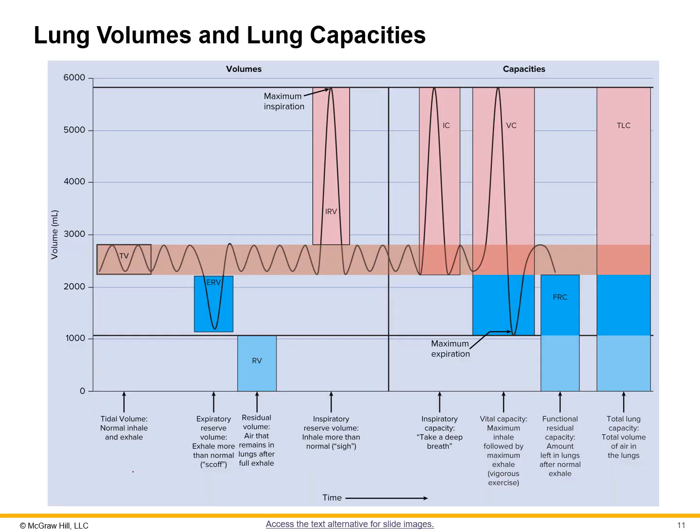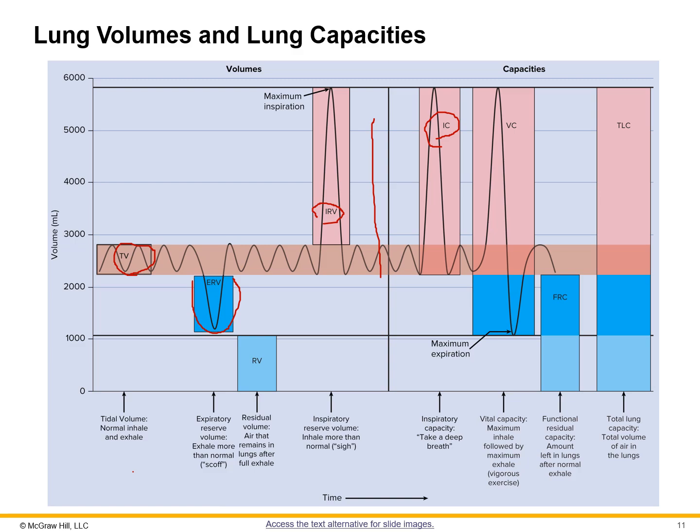And this is just looking at some of those different volumes. Again, normal tidal volume is just what's normally coming in and going out. If we force the air out, what additionally comes out is the expiratory reserve. Our maximum inspiration, so now we have our inspiratory reserve here that's coming up. If we add our tidal volume plus the inspiratory reserve, then that's our IC, our inspiratory capacity.